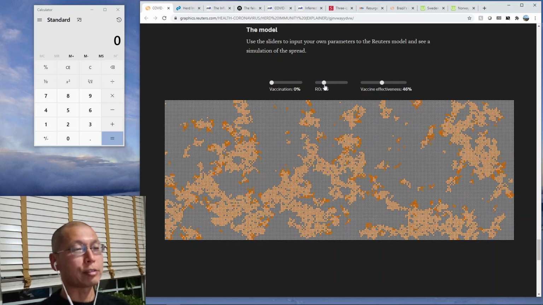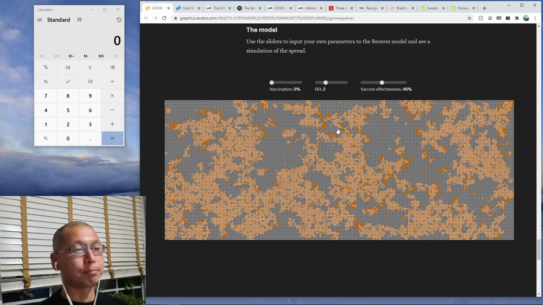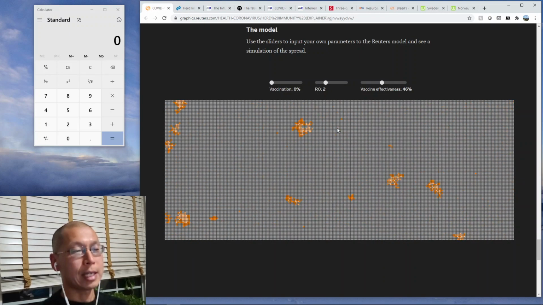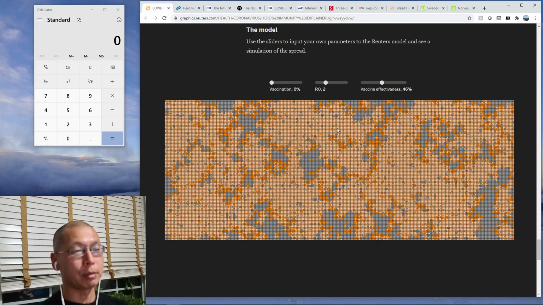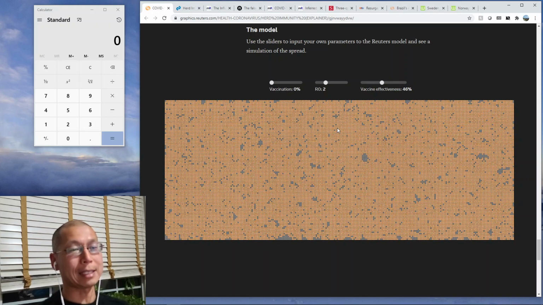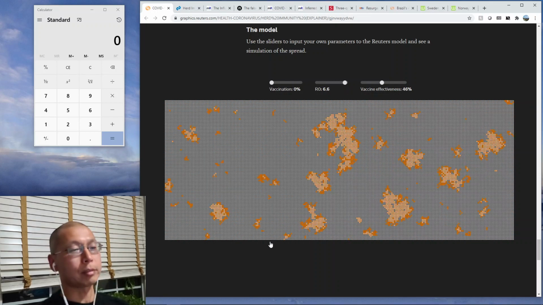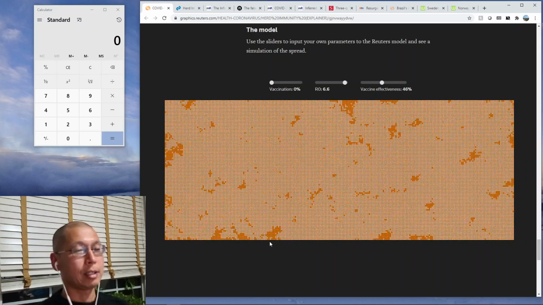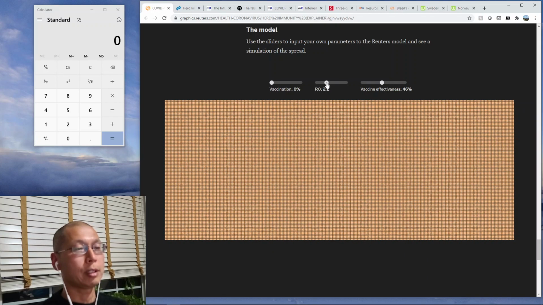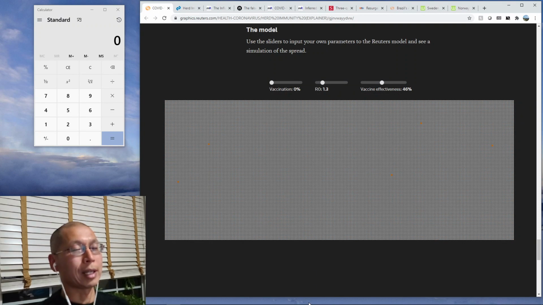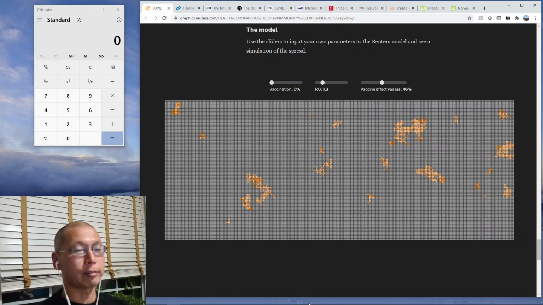If R naught is 2, then each person infects 2 people, so it becomes 2, 4, 8, 16, 32, 64, 128. It rapidly gets bigger. If you crank R naught up really high, then this thing takes over the population very quickly. If R naught is like 1.3, which is around the R naught for flu, you'll get very slow spread of disease.